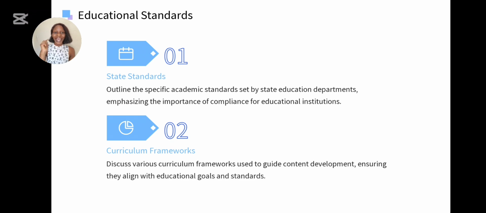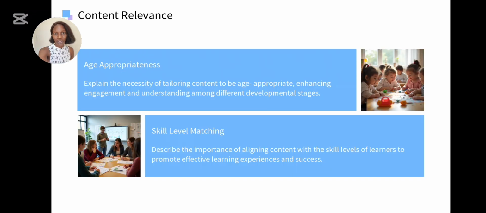Okay. Then two, the curriculum frameworks. You have to ensure that your demo lesson aligns with the educational goals and standards. It's not all about speaking English and showing that you can teach, but you have to make sure that your end goal aligns with the educational goals and standards of that institution or that website.